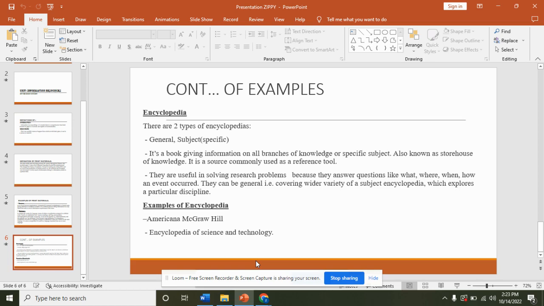It is a source commonly used as a reference tool. I think mostly it is used by high school and primary students as a reference tool. They are useful in solving research problems because they answer questions like what, where, when, how, and how an event occurred. They can be general, which covers a wider variety of subjects, or subject encyclopedias, which explore a particular discipline. We have examples of encyclopedia: the Americana and the Encyclopedia of Science and Technology.